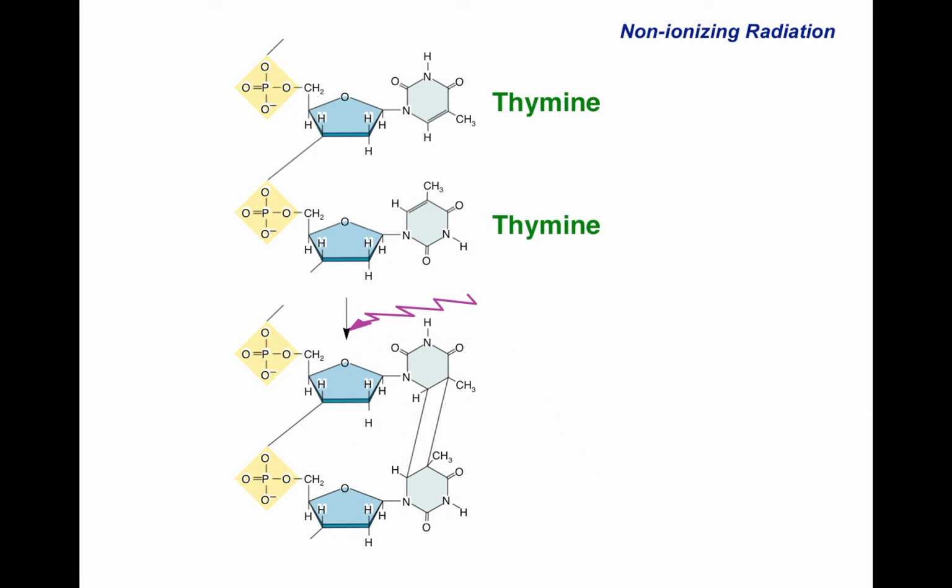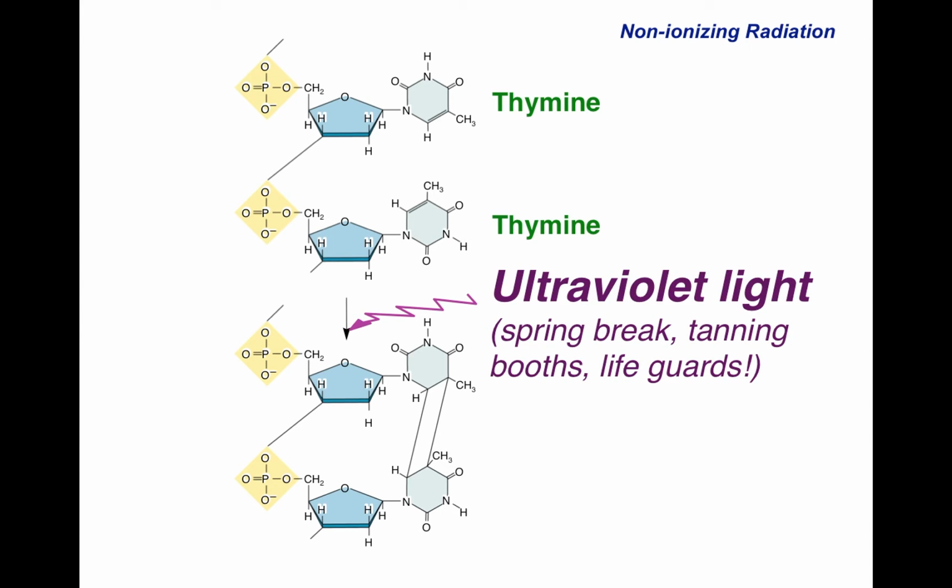Non-ionizing radiation is ultraviolet light, the kind that you get at spring break on tanning booths, or if you're a lifeguard and you have a lot of exposure to ultraviolet light. This causes two neighboring thymine residues to covalently attach to each other. Here we have them separated, and now they're attached. This is called a thymine dimer. A single thymine dimer in a length of DNA will prevent DNA from being replicated. So it's a pretty severe consequence for your DNA.